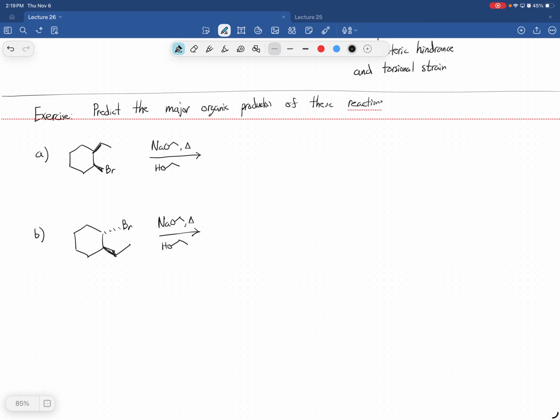All right, let's take 5 minutes to try these. You notice they may look similar, but they're not, because you can't flip them. One is the cis isomer of 1-bromo-2-ethylcyclohexane, and another is the trans isomer. You want to draw all expected products. If there's more than one, list the major and label which one's major and which one's minor, okay?